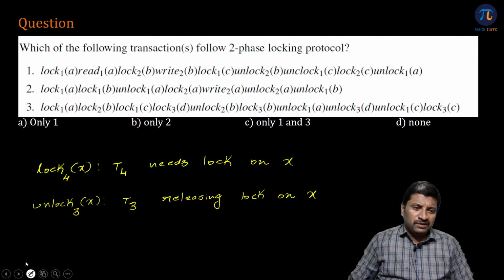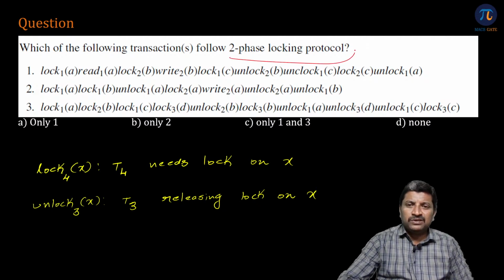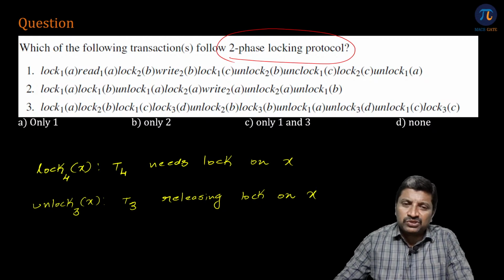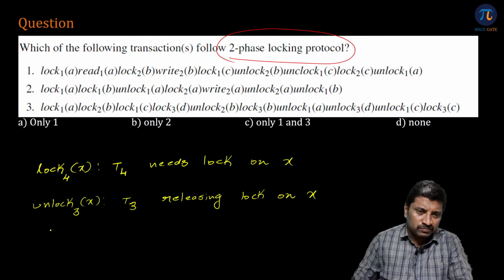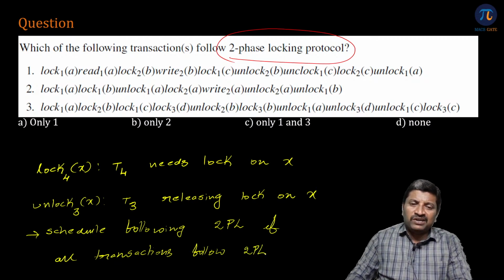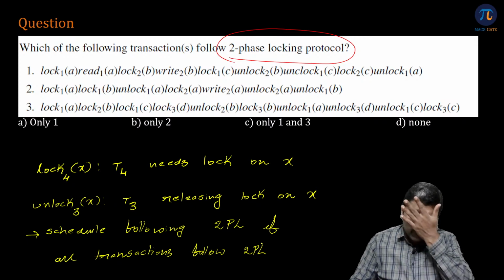Now we need to verify only two-phase locking protocols. So we just need to verify whether they are following the growing phase and shrinking phase. This is the main important point, sir. Whenever I want to say a schedule is following 2PL, we can say it only if all transactions follow 2PL. Even if one transaction fails 2PL, the entire schedule is not following 2PL.